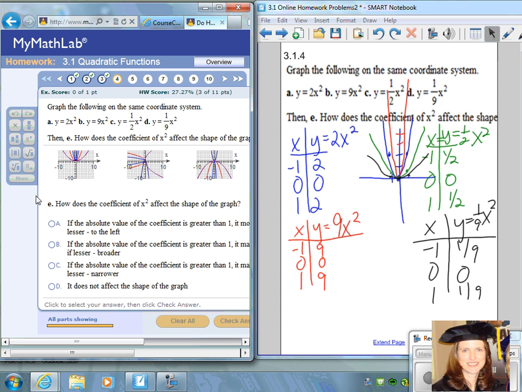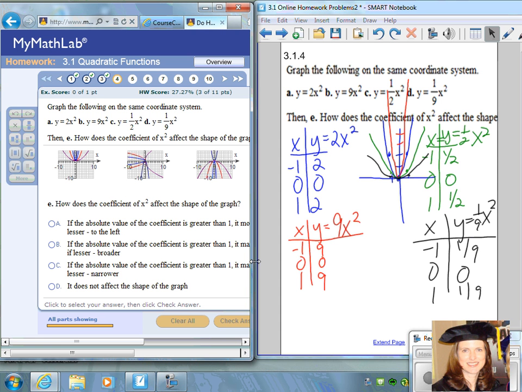Now, how does the coefficient of x squared affect the shape of the graph? Well, the one that was the most narrow graph had the 9 in front. That was a really large number, 9, which made a very, very narrow graph. And the one that was the widest was 1 over 9. That's a very small number, close to 0. We see that it was very wide, and even the half was wide. But the most narrow one was the 9, so it really looks like the larger that coefficient is, the more narrow the graph is. And the closer that coefficient is to 0, the wider it's going to be.